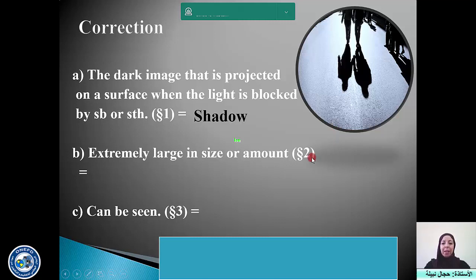Extremely large in size or amount means huge. Can be seen means visible. Okay, this is about the vision, and you get the adjective visible from vision. Okay.